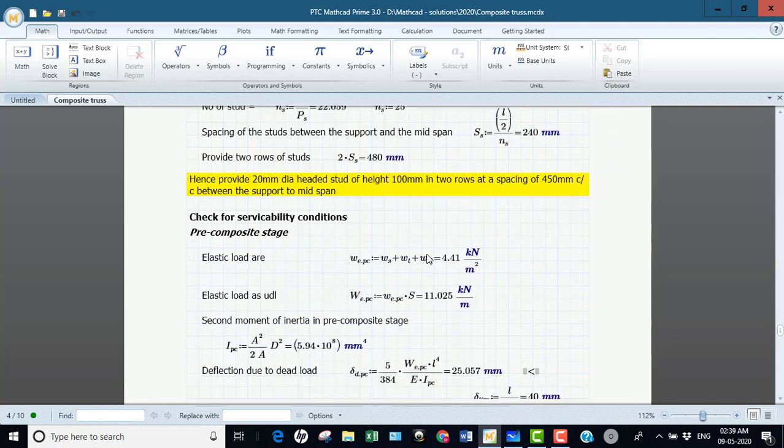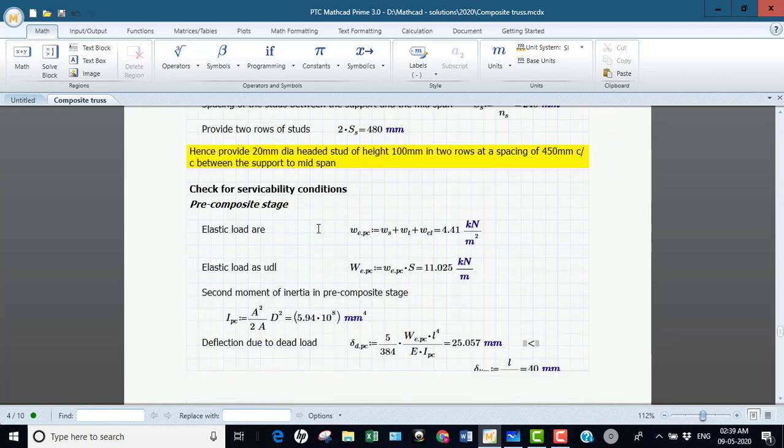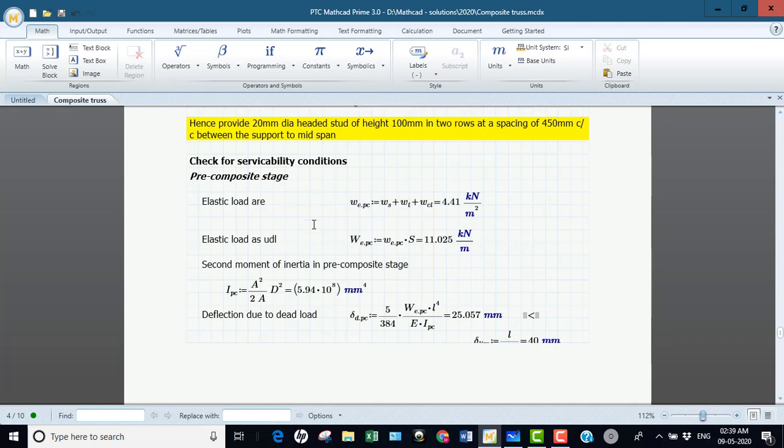Coming to the serviceability criteria, the main criterion we are going to check here is deflection. So I'm going to check the serviceability criteria both in the pre-composite stage as well as in the post-composite stage. In the pre-composite stage, I have only the steel truss alone. So I'll take the elastic weight, that means without considering the partial safety factor. So I'll take the total intensity without partial safety factor and convert it into UDL. Then I know how to calculate the moment of inertia of the steel truss, from which I calculate the deflection.